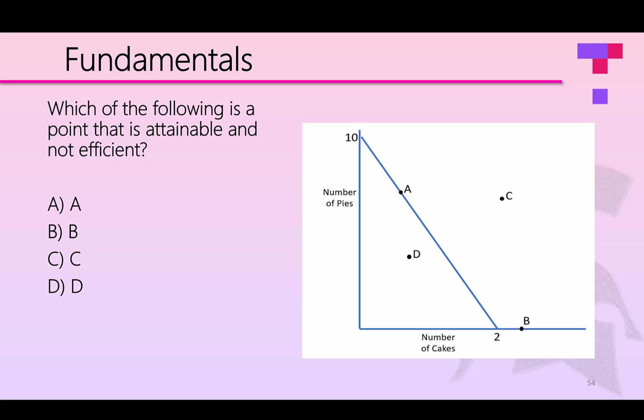We are going to look at a few different practice problems. So first, which of the following is a point that is attainable and not efficient? The answer here is D. So remember, attainable is something you can produce.